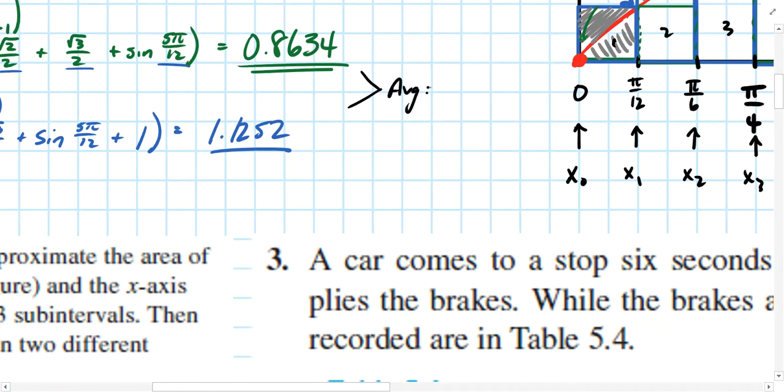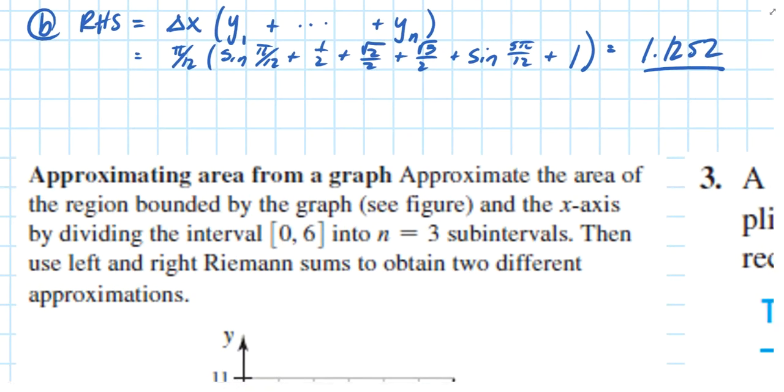So out of curiosity, the average calculates out to 0.9943. So that's pretty interesting. Our underestimate was 0.86. The overestimate was 1.12. The average came out to 0.9943. And as it turns out, the actual area, does anybody want to take a guess? The actual area is precisely 1.